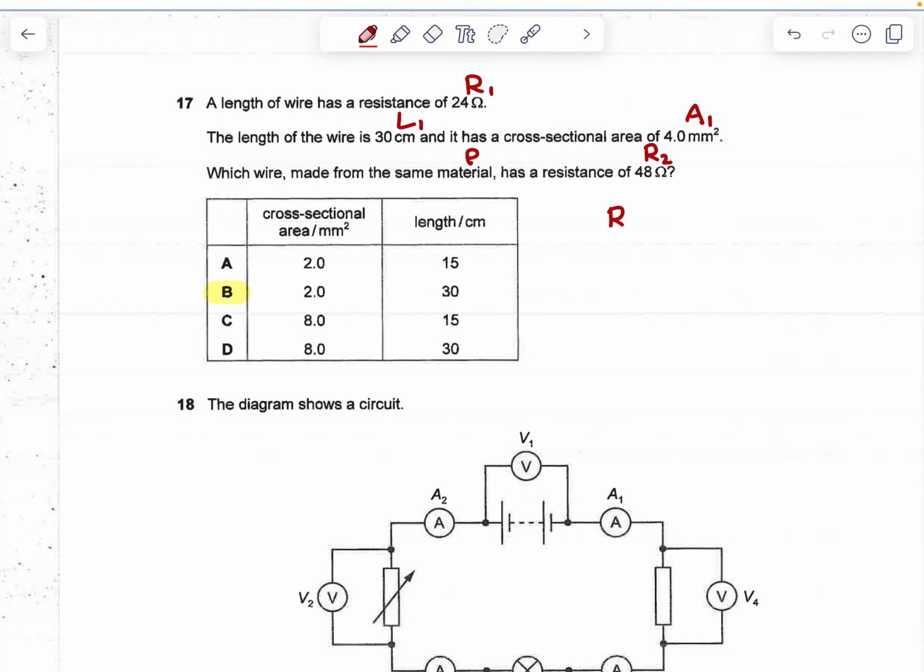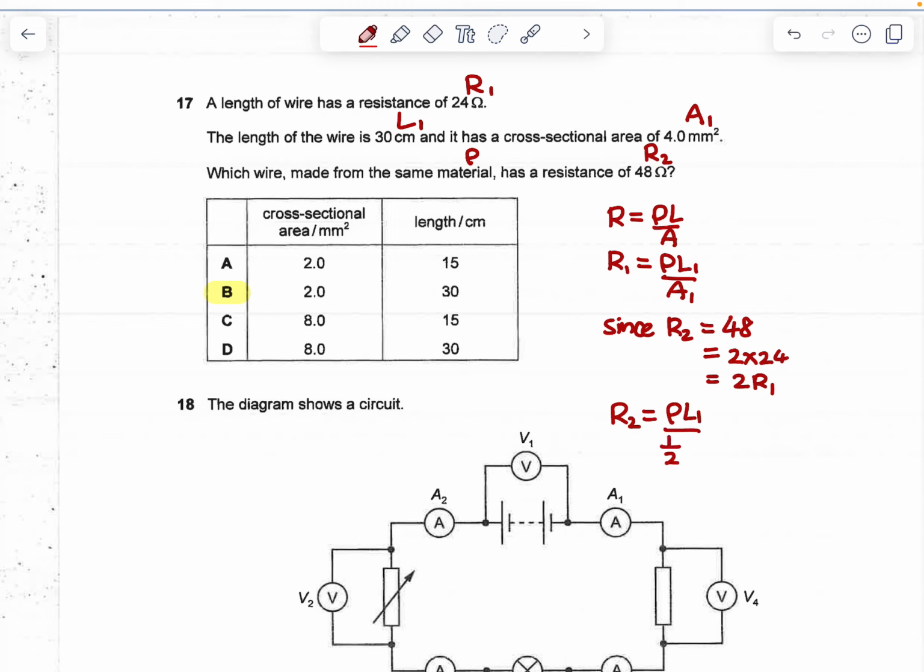We know the formula, R equals rho L over A. For R1, we have rho L1 over A1. So since R2 is actually 2 times 24, we can see 48 ohms, which is 2 times 24, which is 2 times R1. Okay, we can sub it back into the equation. R2 should be equals to, since same material, rho L1 over half A1.